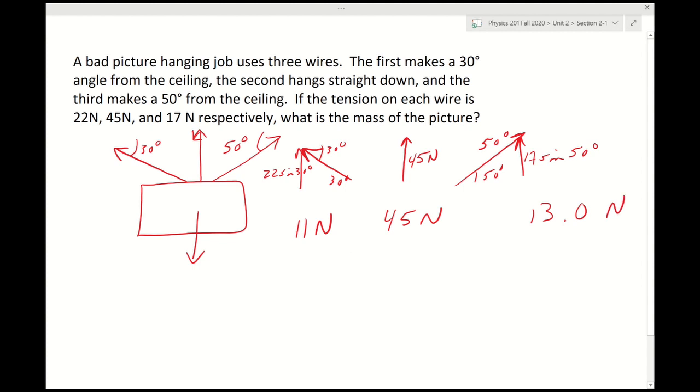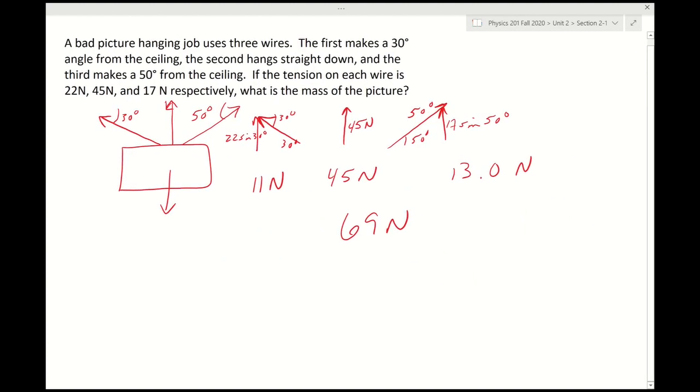So that's going to be equal in magnitude and opposite in direction to the weight. So we know that the weight is a negative 69 newtons, which is equal to mg. G is a negative 9.81. So we know that the mass is going to be equal to approximately 7 kilograms.